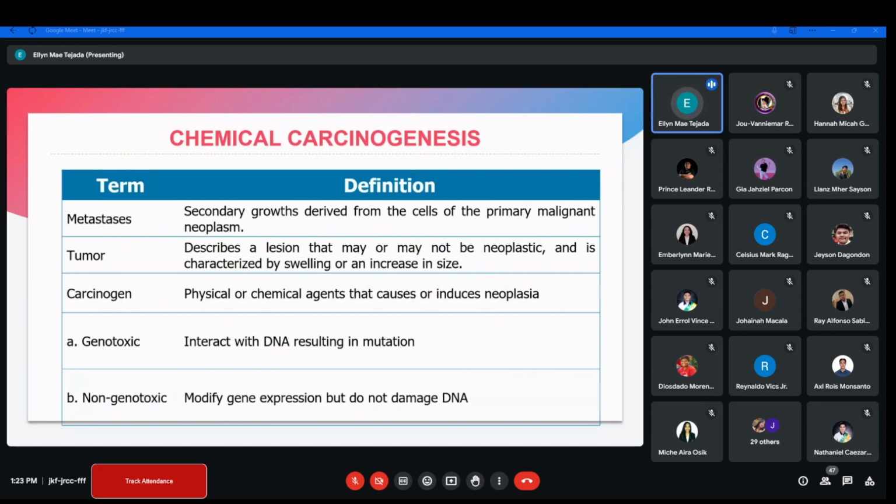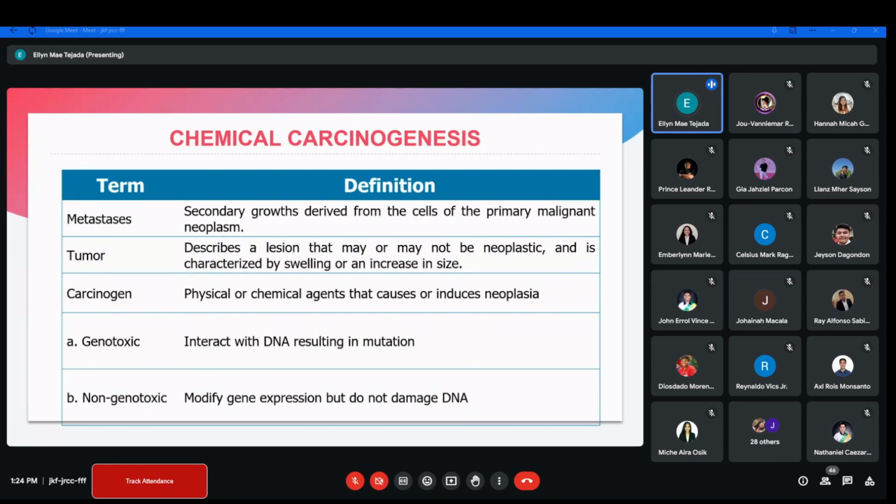Those that interact physically with DNA to damage or change its structure are genotoxic. And those that change how DNA expresses information without modifying or directly damaging its structure, or may create a situation in a cell or tissue that makes it more susceptible to DNA damage from other sources, are under the category of non-genotoxic.